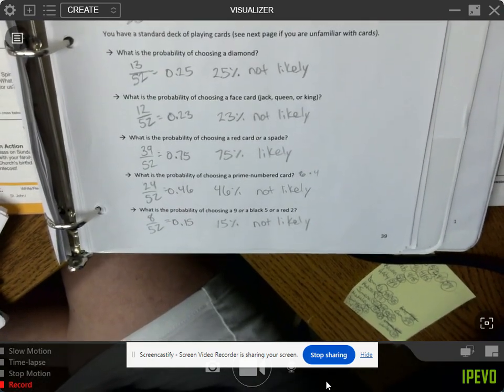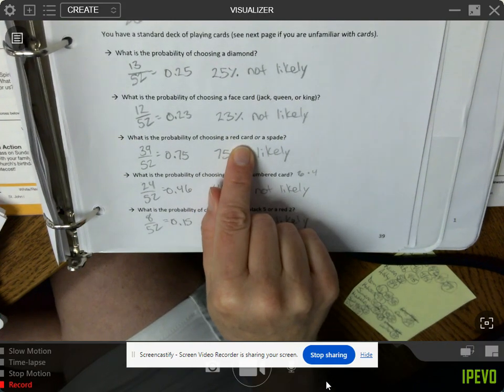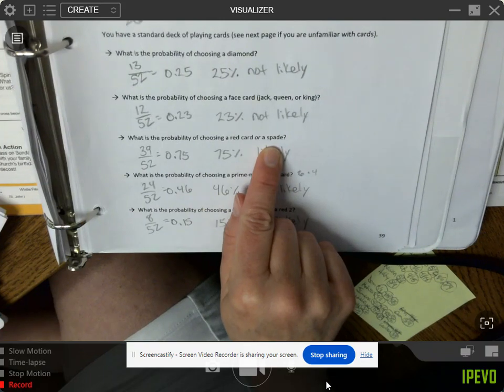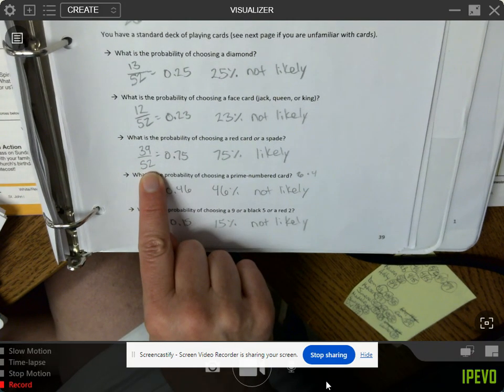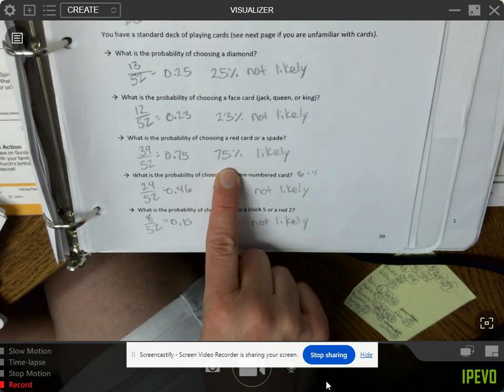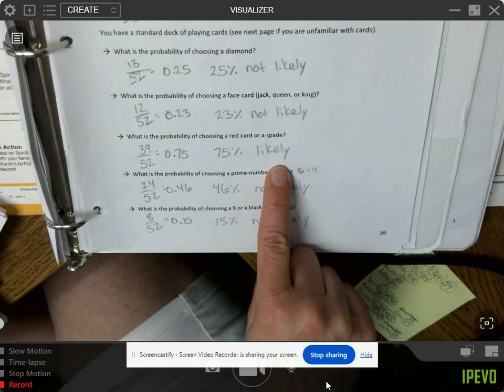Probability of choosing a red card, which would be our diamonds and hearts, or a spade. So there's 13 diamonds, 13 hearts, and 13 spades, which is 39 cards out of our 52, which is 0.75. And that turns into 75%. That is likely to happen.